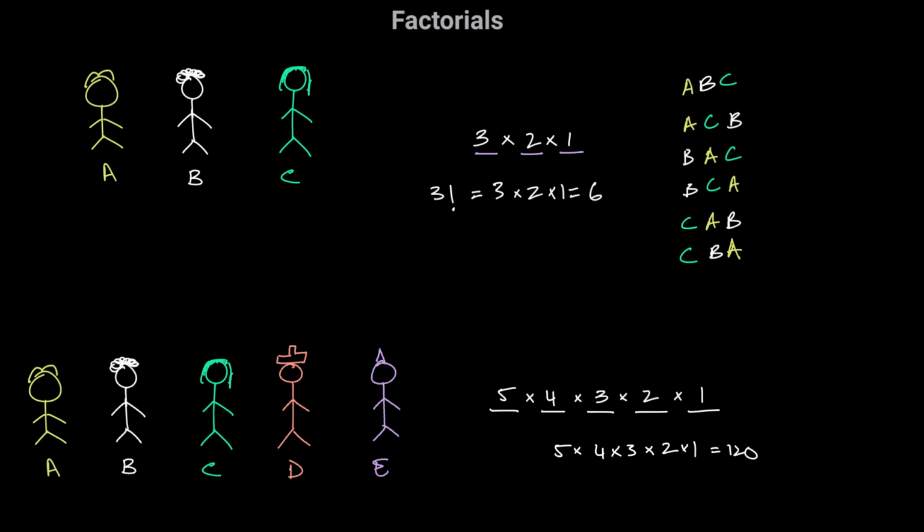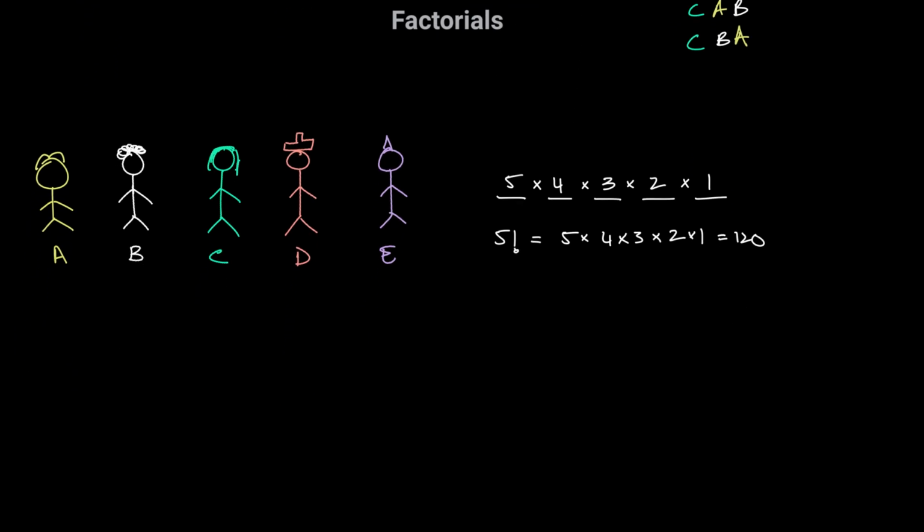And this product here, 5 times 4 times 3 times 2 times 1, can be rewritten as 5 factorial. So again, 5 factorial represents the product of all the positive integers less than or equal to 5. Or we can say it represents a product of all the integers from 5 down to 1. So we have 5 factorial ways of arranging 5 different objects. So these 5 different people can be arranged in 120 different ways, which is 5 factorial.